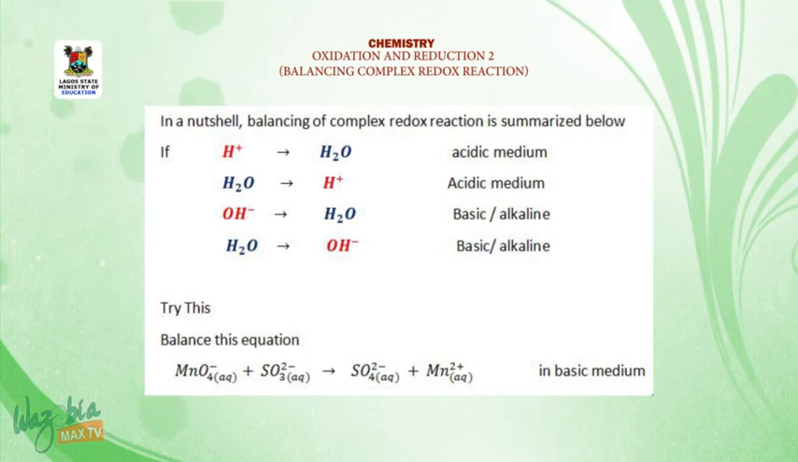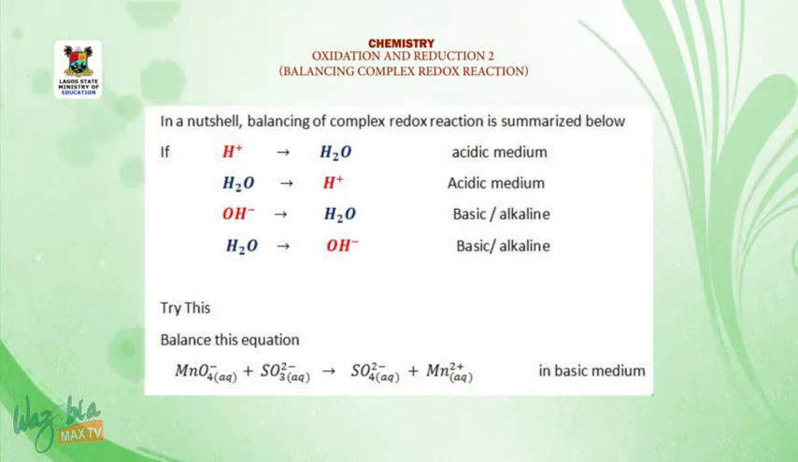Now, if hydrogen ion is added to the reactant side, water balances it on the product side. If it is water on the reactant side, hydrogen balances it on the product side. That is for acidic medium. In the case of basic medium, you have OH on the reactant side, water on the product side; water on the reactant side, OH minus on the reactant side.